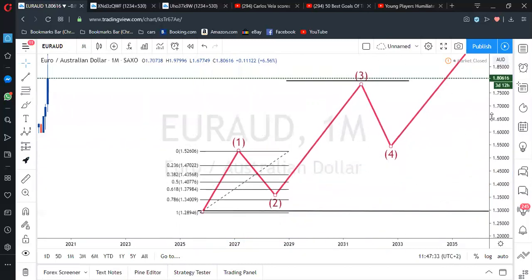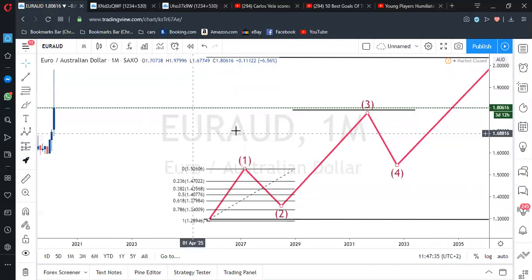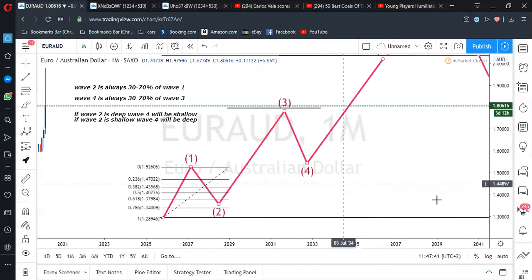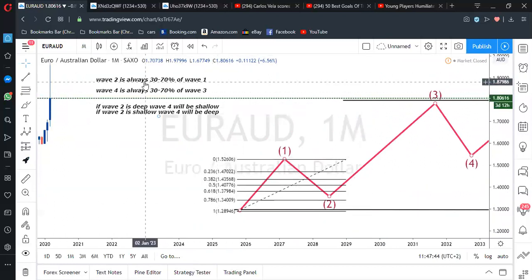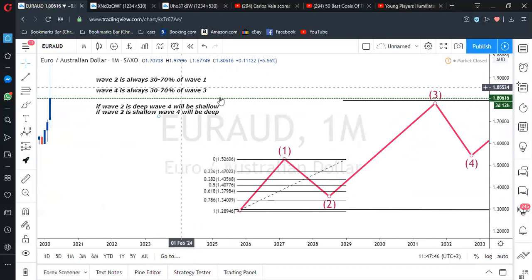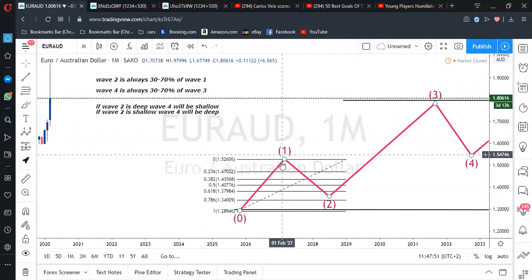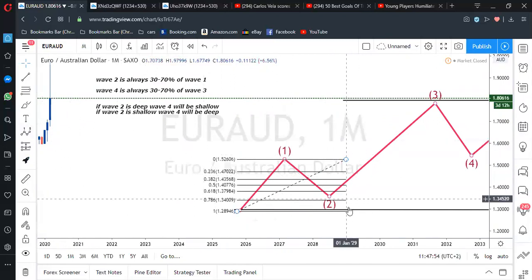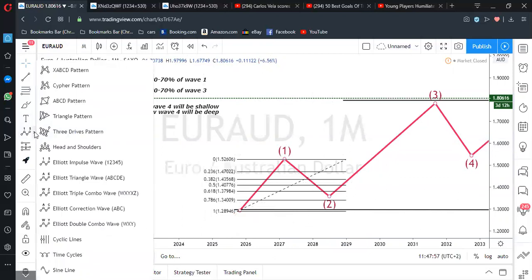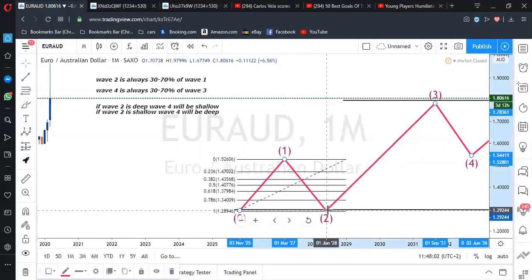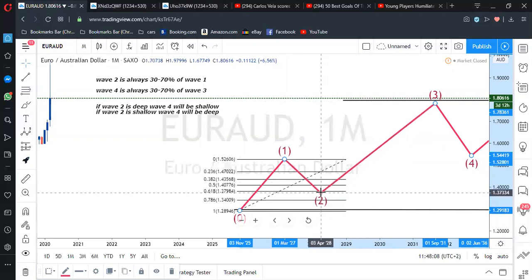Let me just do this first and then bring something here. Let's bring this closer. Remember I said wave two is always 30 to 70% of wave one, right? In this case, you'd measure wave one so that you can get an estimate as to where wave two is likely to end. Keep something in mind: wave two sometimes can retrace even 100% like that. It's still normal. But most of the time, I'll show you where I put my take profits and stuff.